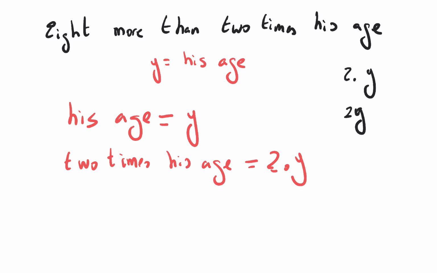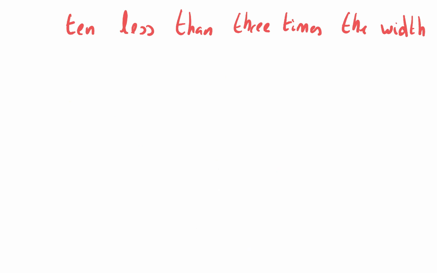And now we read again. 8 more than 2 times his age. 8 plus 2 times his age, y. This is the algebraic expression. Let's go to another one. 10 less than 3 times the width. So the variable here is the width. So we can take W, the width.